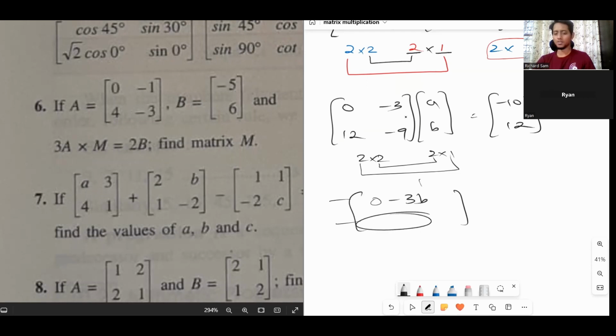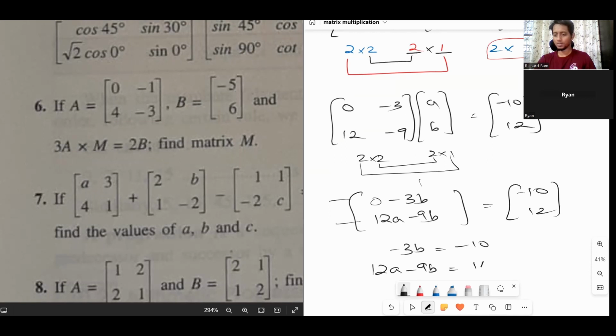Next, to get this value, what you have to do? 12 into A, minus 9B. This is again one term. It's not two separate terms. So minus 10 and 12. So 0 minus 3B is minus 3B, which is equal to minus 10. And here you have 12A minus 9B is equal to 12. See, these are our two equations we got. Got it?